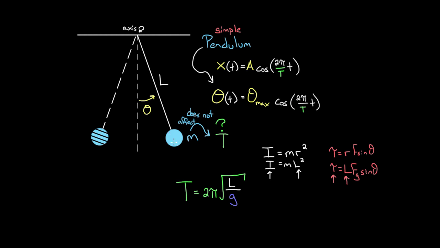So if you double the length, you've quadrupled how difficult it is to move this mass around, but you've only doubled the ability of this torque to move it around. That means it's going to take longer to go through a whole cycle, and that period is going to increase. This larger torque is not going to compensate for the fact that this mass is harder to move. There's more inertia to the rotation of this mass. All right, so that's why increasing the length increases the period.